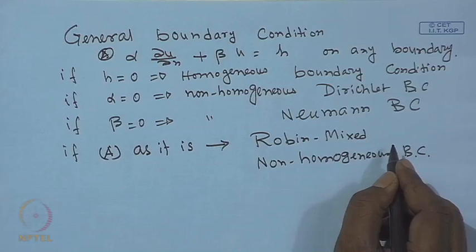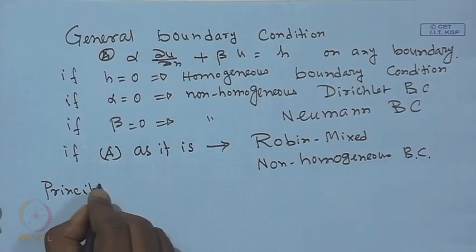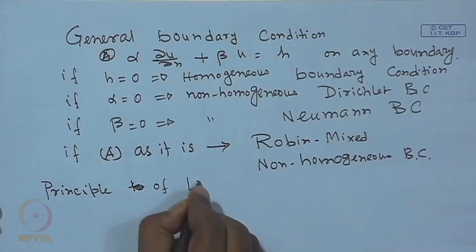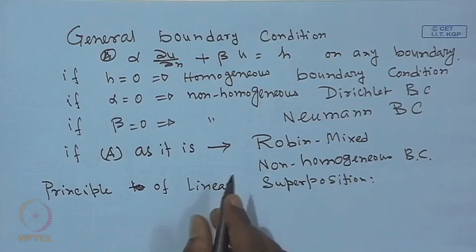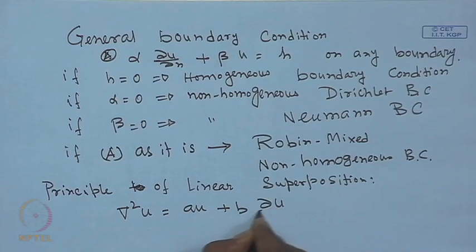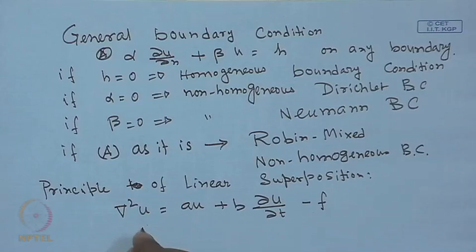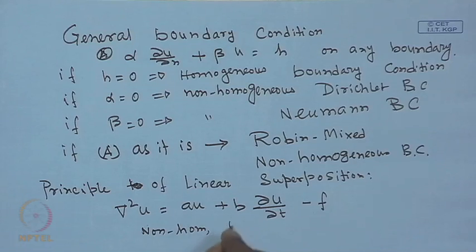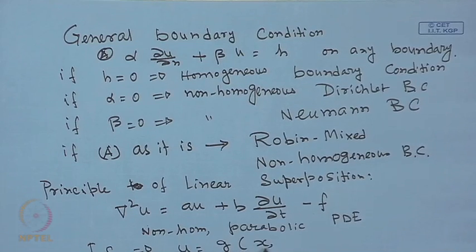Now, we would like to use the principle of linear superposition to simplify this partial differential equation. So, what we will do? Let us write down grad square u is equal to a u plus b del u del t minus f, which is the non-homogeneous equation. Let us say this is a non-homogeneous parabolic partial differential equation. So, you will need an initial condition. Let us consider this one. Initial condition will be, let us say, u is some generalized function of x, y, z.